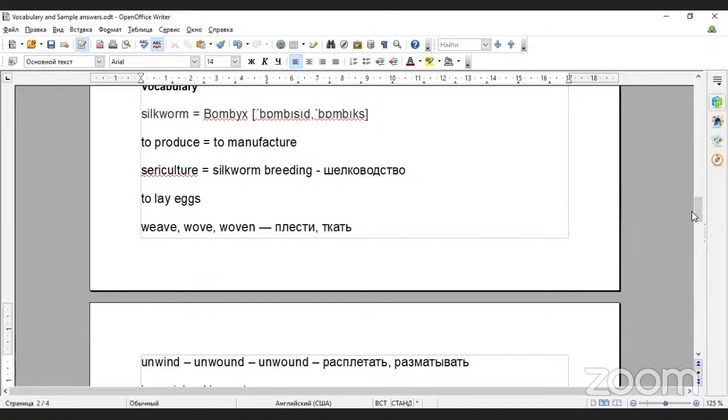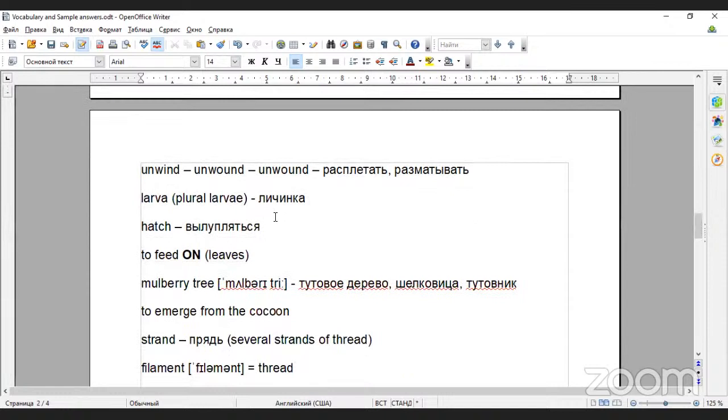First of all, there are some words that will be useful for you. Silkworm sometimes is called bombyx, but that's a Latin term. So the chance is not very high that you'll have the same task, so it's not worth memorizing. But to produce, a synonym is to manufacture. Sericulture, silkworm breeding, that's a good word to use in this process description. To lay eggs, weave, wove, woven, or unwind, unwound, unwound. These are two regular verbs. Larva, and in plural, it's larvae. To hatch, to feed on leaves. Mulberry tree, to emerge from the cocoon.